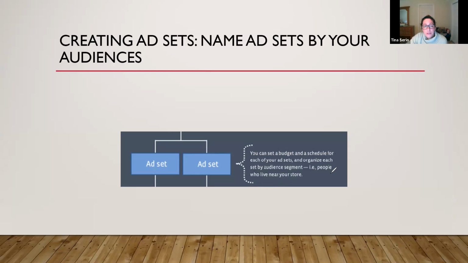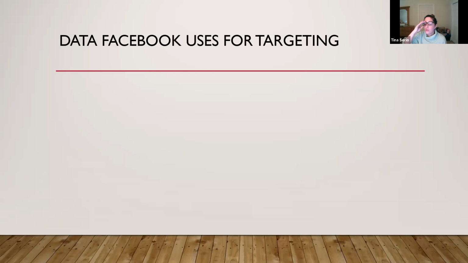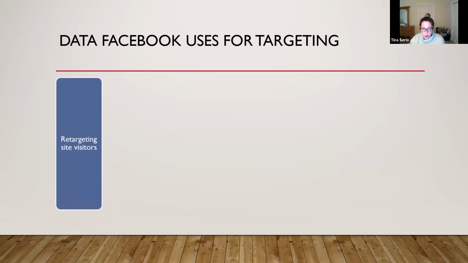And this is where you get to do the fun stuff about taking all of that targeting that we talked about, right? And leveraging the targeting capabilities of Facebook to align your target audience with the audience and users on Facebook. So what kind of data does Facebook use for targeting? So one that Facebook uses is retargeting. So you could retarget your site visitors, for example.